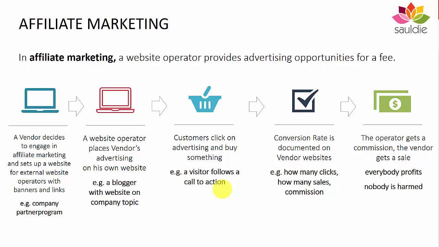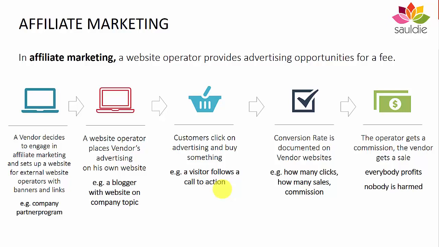The website operator has only one interest. He wants to get a lot of traffic on his website and then take the traffic to the vendor's website and make a purchase. And that's affiliate marketing. Affiliate marketing is that you have a shop or you want to sell products, then you are looking for website operators who are ready to put your banners, your advertising on their website, or you are yourself a website operator, and then you are looking for affiliate programs on the internet.